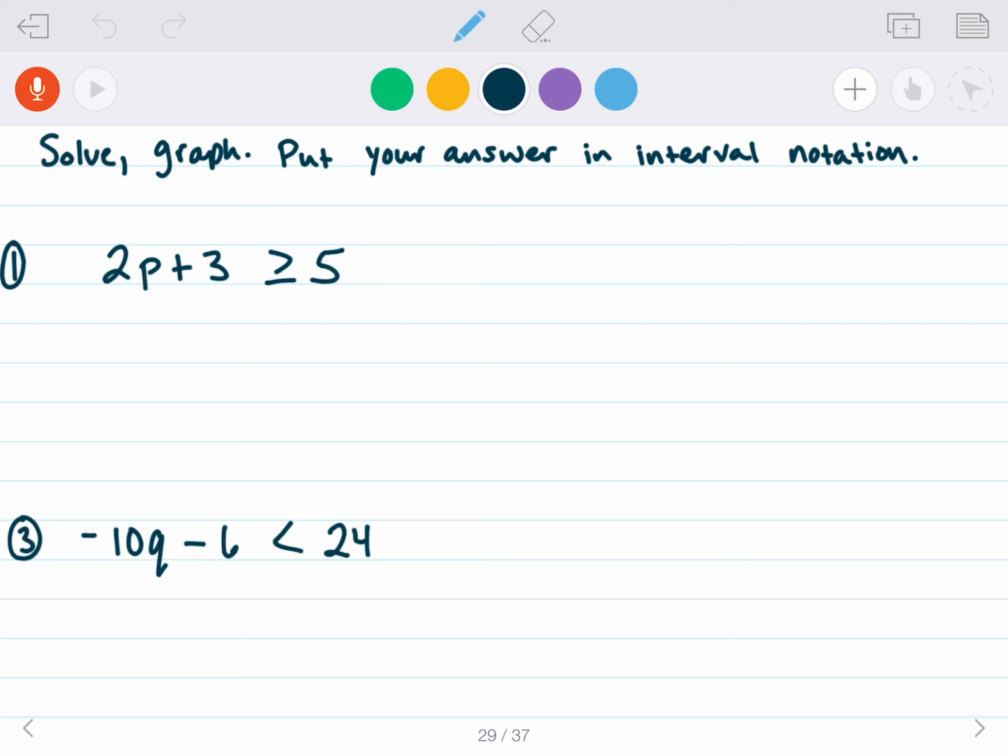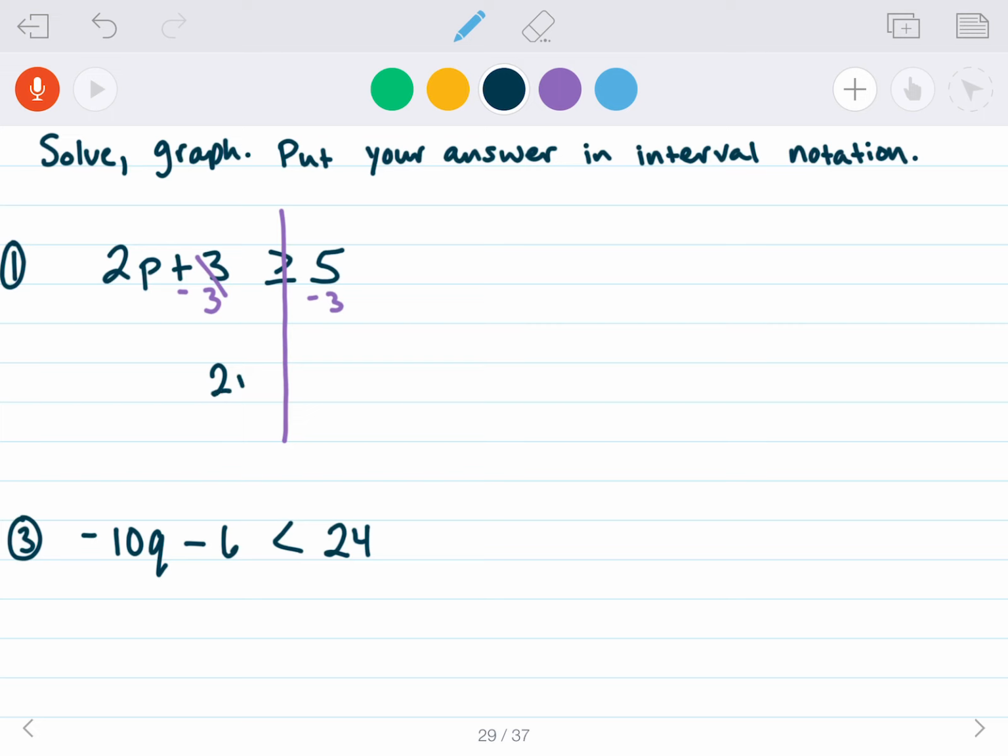Okay, so we want to solve and graph, and put your answer in interval notation. So let's go ahead and draw our line through the inequality. We're solving for p. So again, we're just trying to find a set, and we're going to write that set in interval notation. So I want to isolate p, and the first thing I'm going to do is subtract 3 from both sides to do that.